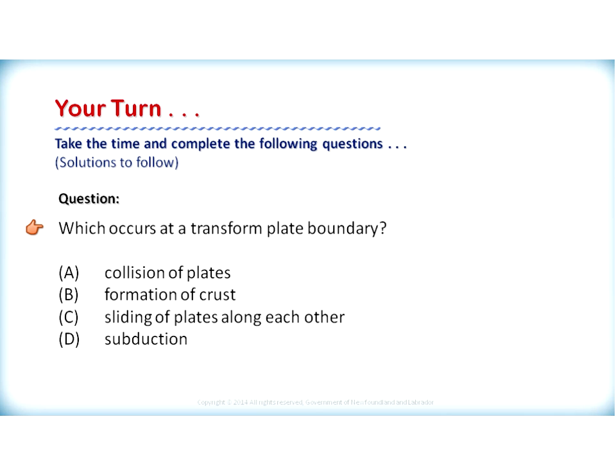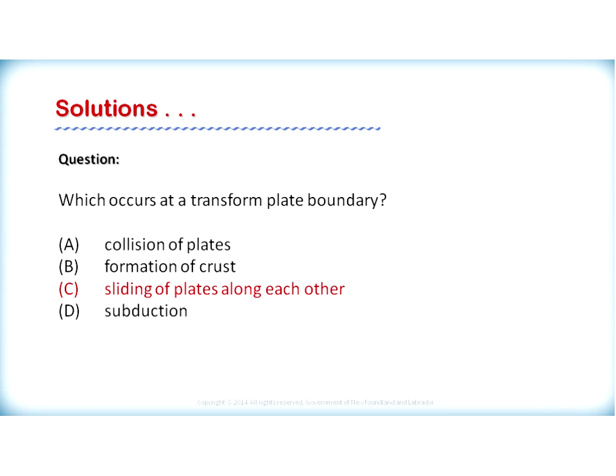Question reads, which occurs at a transform plate boundary? Our choices are collision of plates, formation of crust, sliding of plates along each other, and subduction. The answer to this question will be C, the sliding of plates along each other.